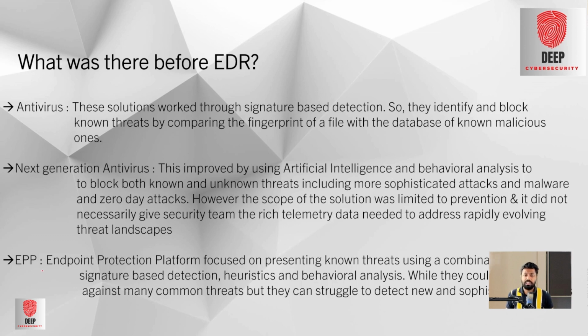But these solutions were not able to push telemetry data for further analysis of threats to better understand threats and cybersecurity risks. Next that came into the picture was EPP, which is Endpoint Protection Platform. These focused on preventing known threats using a combination of signature-based detection, heuristics, and also behavior analysis. Now, these were effective against common threats, but they used to struggle to detect new and sophisticated threats. So these are the few solutions that were there before EDR came into the picture.